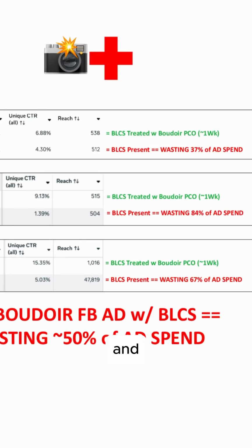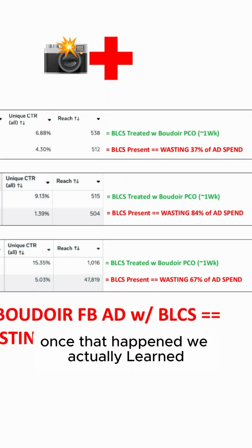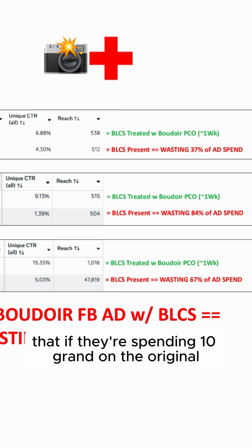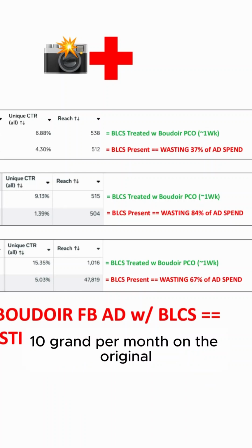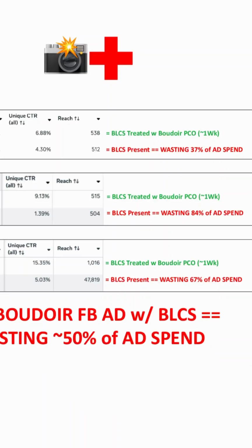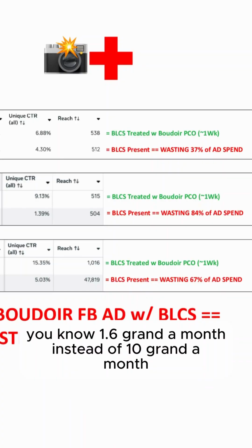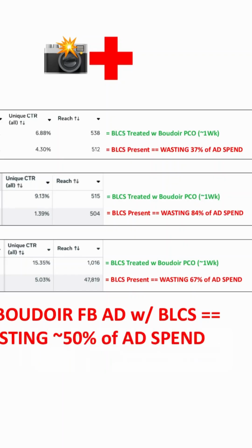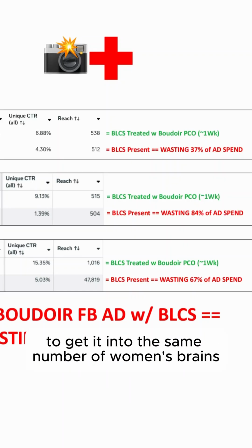And once that happened, we actually learned that if they're spending 10 grand per month on the original, they now only need to spend 1.6 grand a month. Instead of 10 grand a month, we only have to spend 1.6 grand a month on the new Boudoir Pico treated ad to get it into the same number of women's brains.